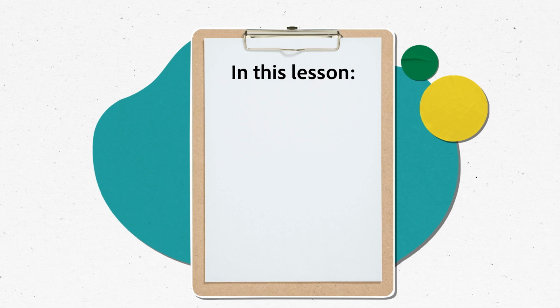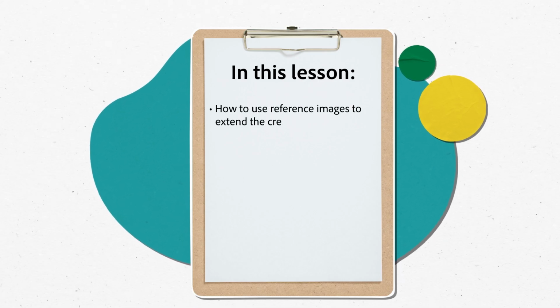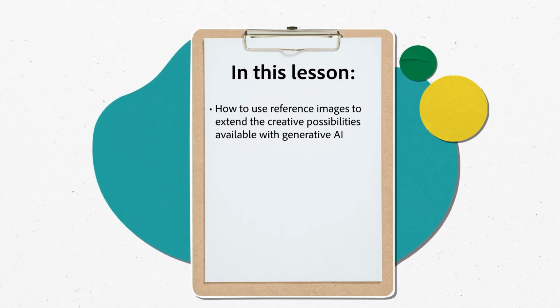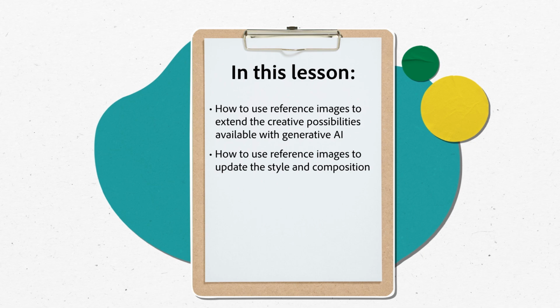Using prompts and generative AI to bring your vision to life is an incredible skill to have at your disposal. But sometimes there are things that you want to convey in an image that you just can't quite fully put into words. In this lesson, we'll take a look at how you can use reference images to extend the creative possibilities available with generative AI. We'll explore how you can use reference images to update the style and composition of your designs.